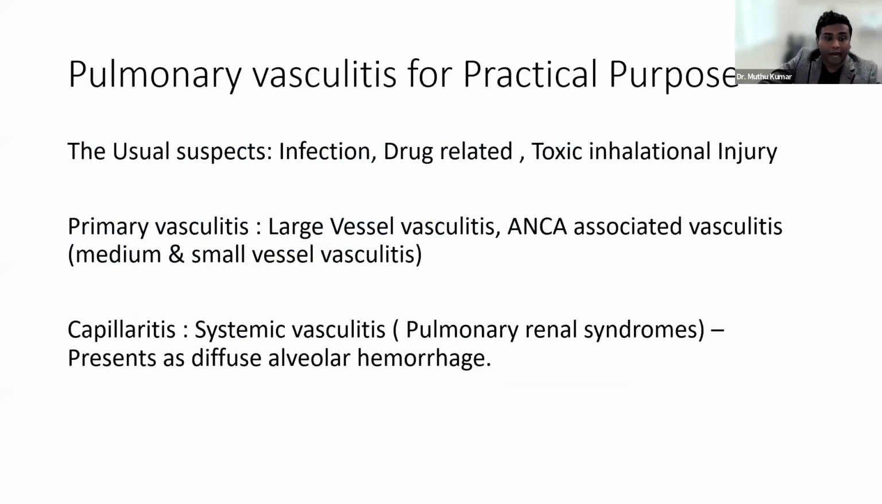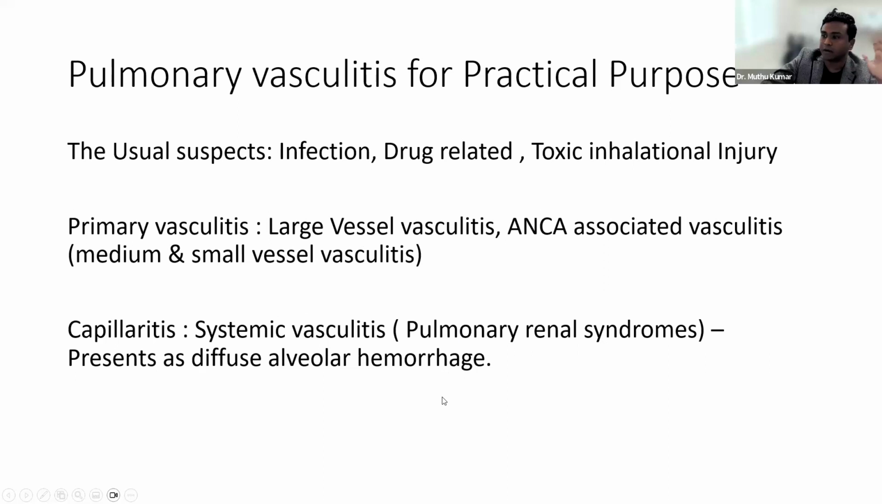Pulmonary vasculitis, for practical purposes, the usual suspects in the place I work, it's a cancer hospital, so predominantly I get to see infection, and then drug-related. The young people, the college-going kids, mix multiple drugs, they snort it, and they end up having pulmonary alveolar hemorrhage. Toxic inhalational injury can also result in pulmonary hemorrhage. Whereas inflammatory vasculitis is classified as large vessel vasculitis and ANCA-associated vasculitis. And we are going to discuss the systemic vasculitis, which presents with pulmonary renal syndrome, which presents as diffuse alveolar hemorrhage.